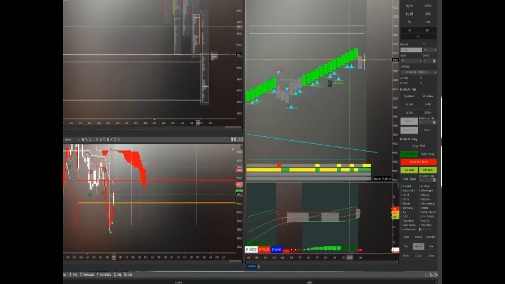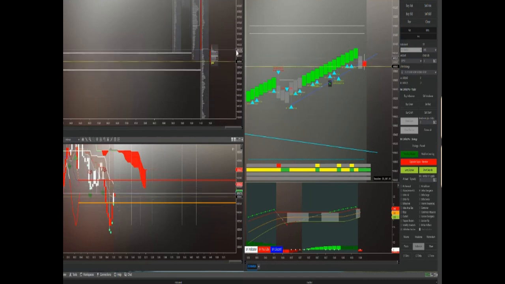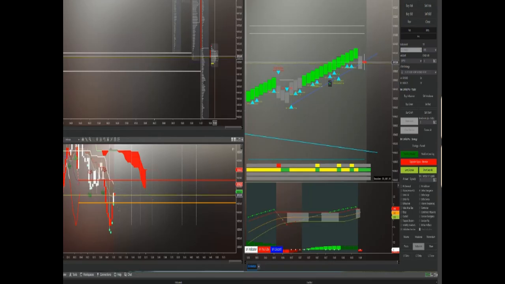Let's step back a little bit, look at it here. As long as we stay below that point of control, we could come down to here and then possibly into these areas here where we have high volume nodes.